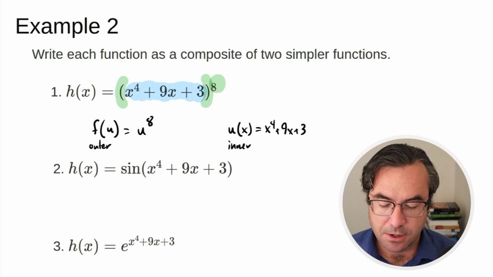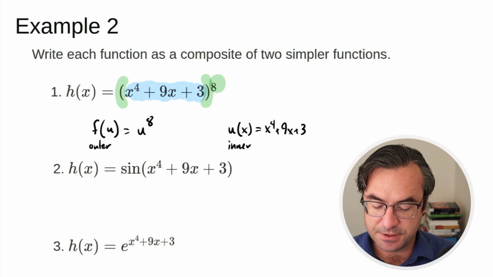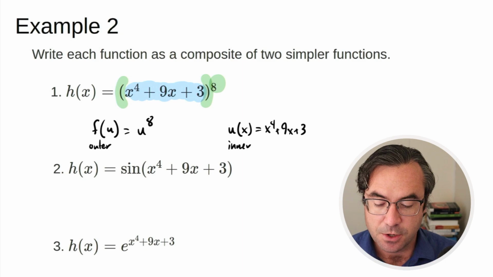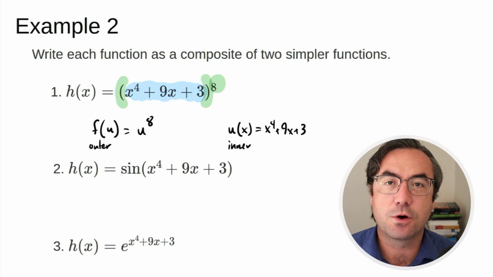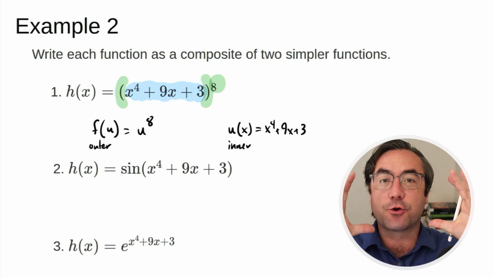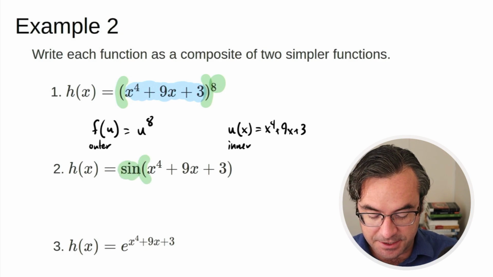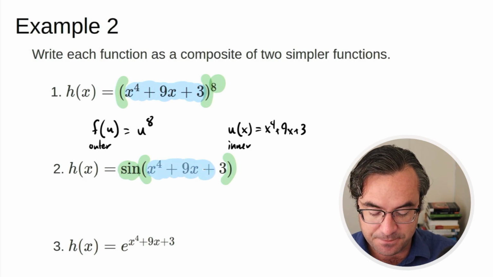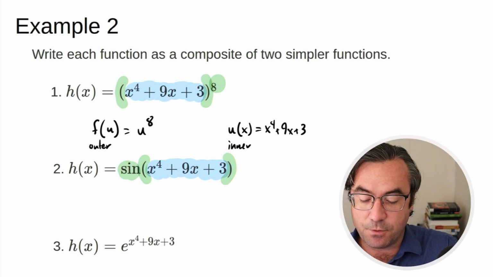Okay. What about the next one? h of x equal to sine of x to the 4th plus 9x plus 3. Well, if we look for what's on the outer ring of this function, we've got a sine, and then a nice big set of parentheses there, and then a bunch of stuff going on inside those parentheses. So same deal as before.